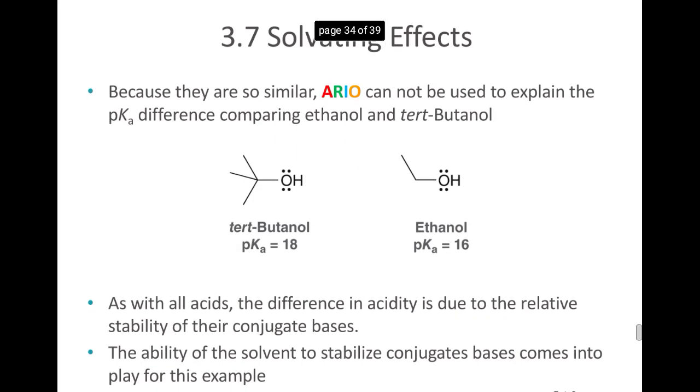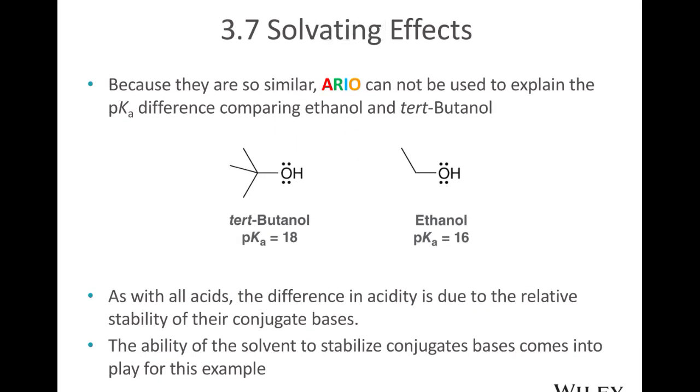So let's take a look at section 3.7, which deals with solvating effects. This section is basically trying to give us a rationale for the difference in pKa between tert-butanol and ethanol. And you can see that ethanol is a stronger acid. It's about 100 times stronger, because each pKa unit represents an order of magnitude of 10, so 10 times stronger acid.